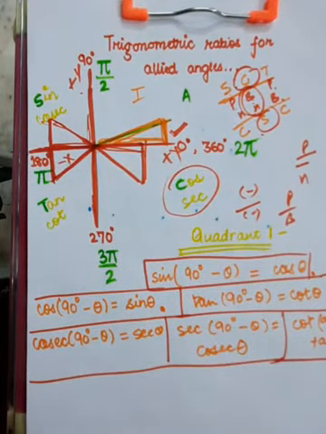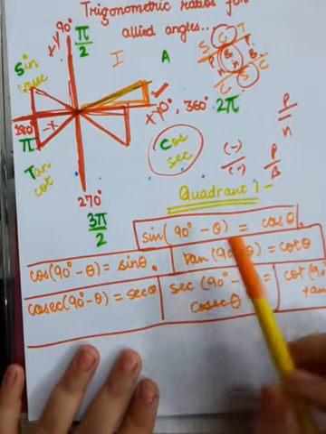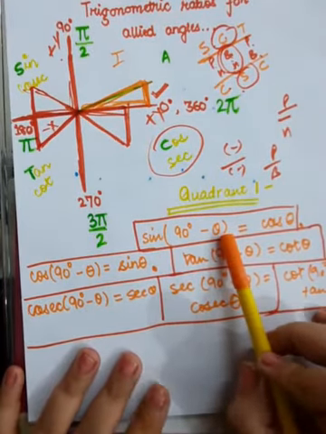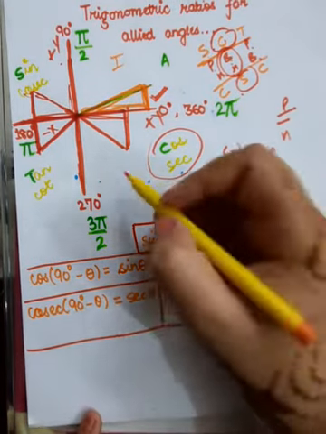Fine. Now how to find t ratios for allied angles? You need to see that. Suppose we are talking about the first quadrant. So you can have problems like sine of 90 degree minus theta, cos of 90 degree minus theta. So you need to take care of two things over here.